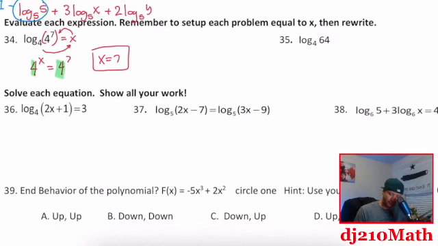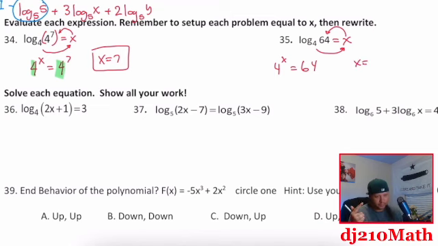35. Log base 4 of 64 is equal to x. So when you rewrite it, 4 to the x power is equal to 64. So 4 to what power is equal to 64? That's what this is asking. 4 times 4 is 16, times 4 is 64. So 4 cubed is equal to 64. So when you're evaluating, set it equal to x.